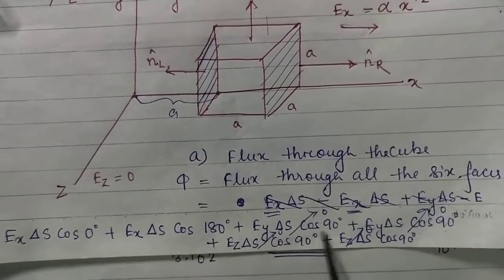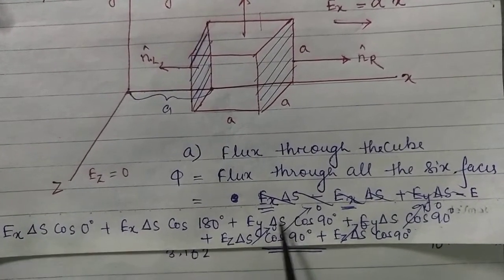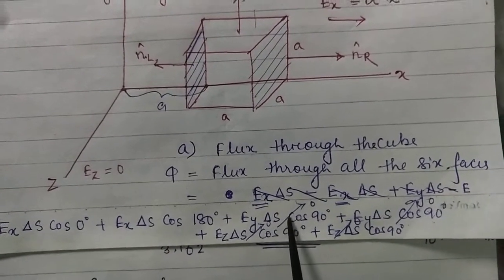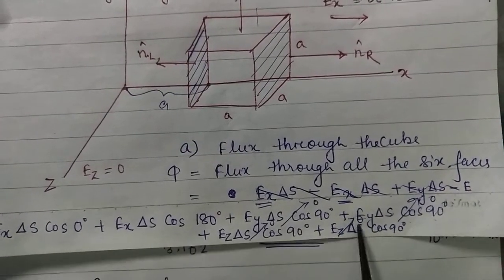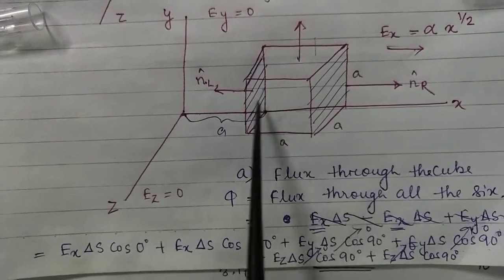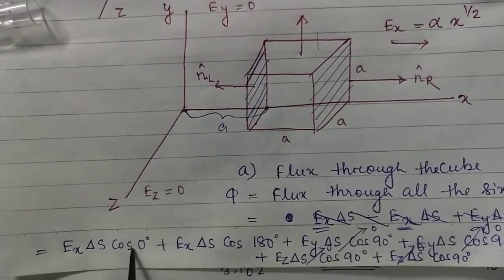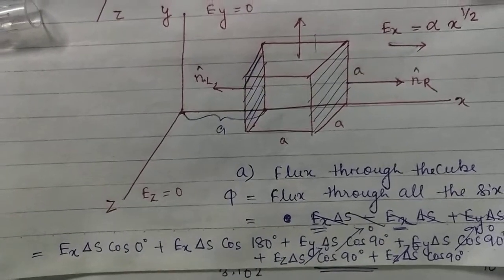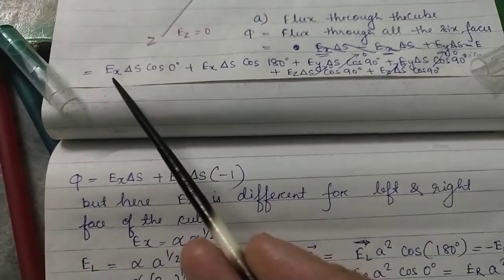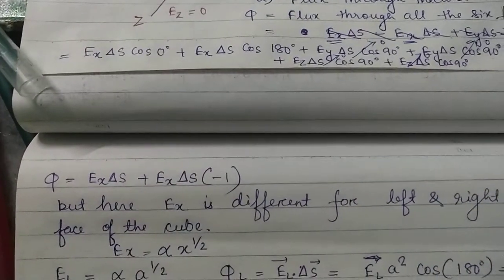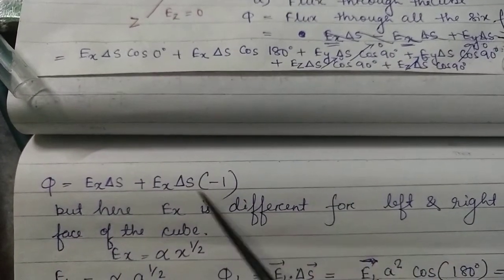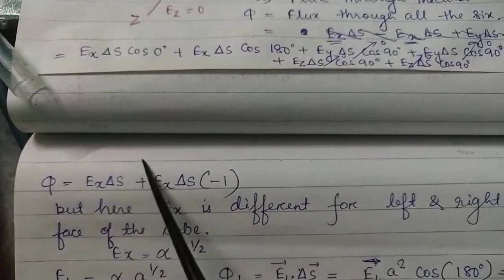Now we'll see what is the value of cos 90. Cos 90 equal to 0. So as cos 90 equal to 0, the 4 terms out of these 6 terms will be equal to 0, that is 1 2 3 4, these 4 terms are equal to 0. Only we are left with the 2, that is along the x axis. Okay, so Ex del S cos 0, Ex del S cos 180. Good. Then we'll see the next step, that is Ex del S cos 0. What is the value of cos 0? Cos 0 equal to 1 plus cos 180 equal to minus 1. So students, here do not cancel it out.